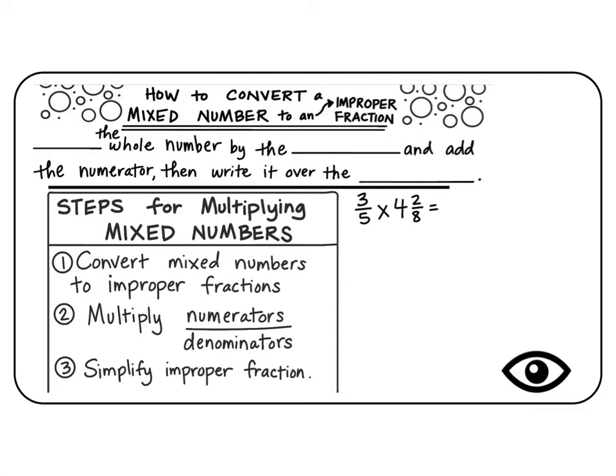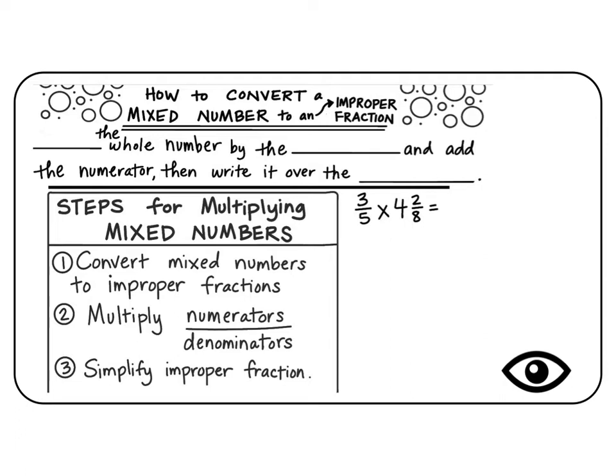All right, friends, we have multiplied a fraction times a whole number, a fraction times a fraction, and today we're going to multiply a fraction times a mixed number. A mixed number is like this example here, 4 and 2/8. It means that we have a whole number and a fraction part. But actually, we don't want to deal with it like that.